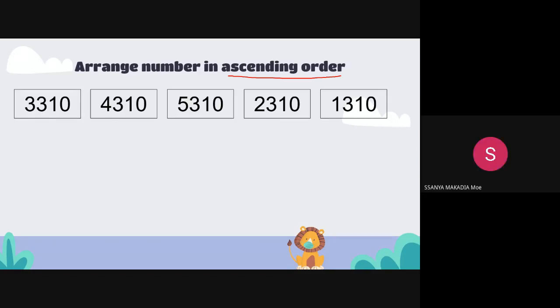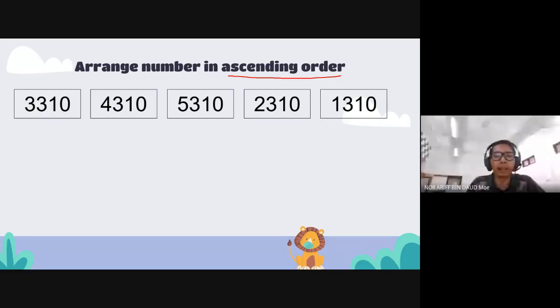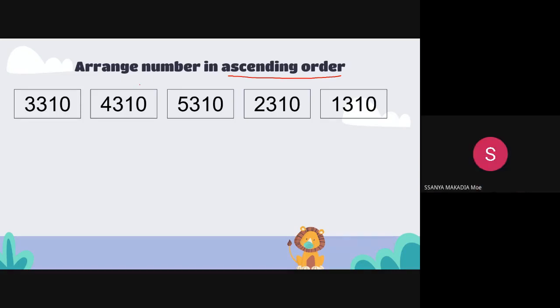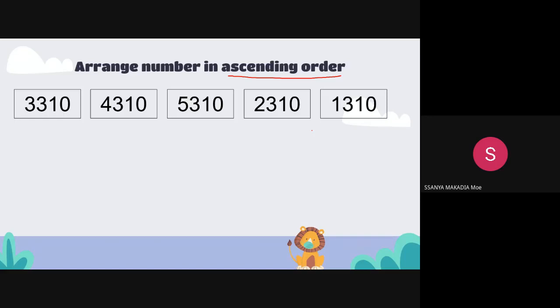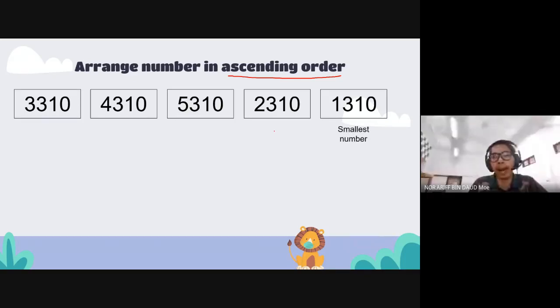Teacher, did you call me? Yeah, I call you, but no answer. I pass it to Nurin. Nurin, can you tell me the smallest number first? Sanya, can you state me the smallest value first? The smallest value is 1,310. Yes.